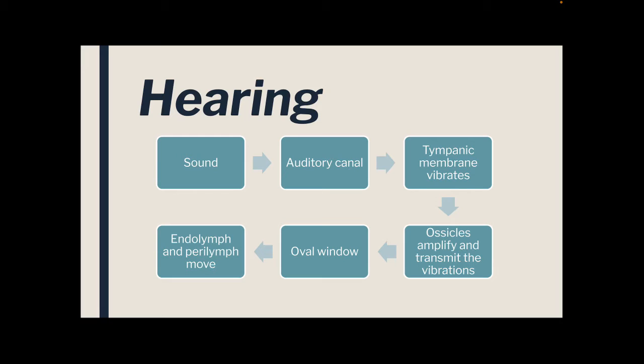When you have hearing, you have a sound being produced. It goes through your auditory canal. It's going to vibrate on your eardrum, which is your tympanic membrane. Your ossicles, which are your hammer, anvil, and stirrup, are going to amplify the sound and take those vibrations and send them through your oval window. Then it's going to reach your endolymph and your perilymph, which is a fluid in your inner ear, and which are going to then move. This movement of your fluid will then be passed on.